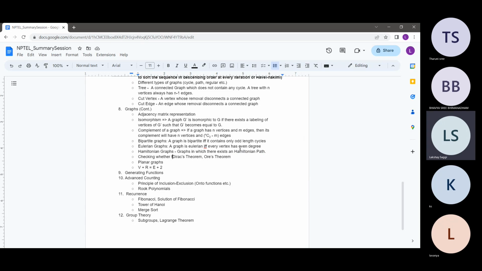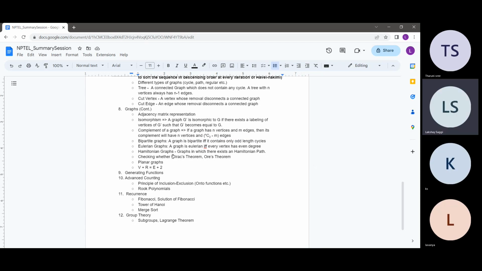So then comes the question of how to characterize Hamiltonian graphs. Like we have characterized Eulerian graphs using degree of vertices. We have characterized bipartite graphs using odd length cycles. So how do we characterize Hamiltonian graphs? It turns out exact characterization is not possible. It is an NP-hard problem. It's a very difficult problem to exactly characterize. But we can have some sufficient conditions for checking whether a graph is Hamiltonian. So for this, there were some theorems, like Dirac's theorem.